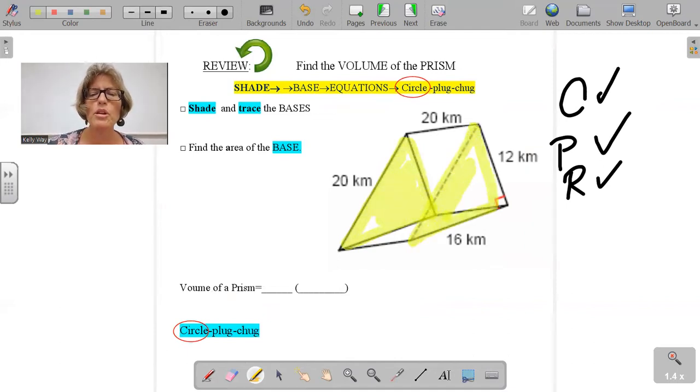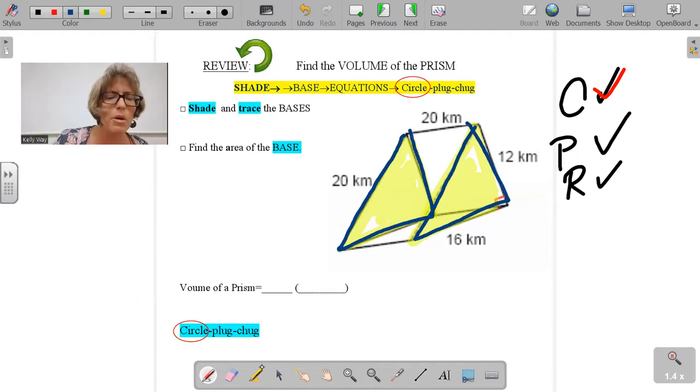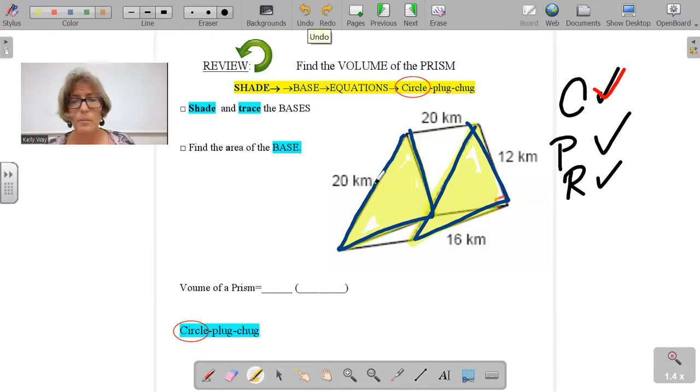So in this prism, those 2 right triangles would be the bases. Why? They are parallel to each other, completely parallel. They are congruent. They're the exact same shape, if you look carefully. And there's nothing but rectangles that connect them. There's a rectangle there, and then a rectangle that connects down the front. That's how you know they're the bases.